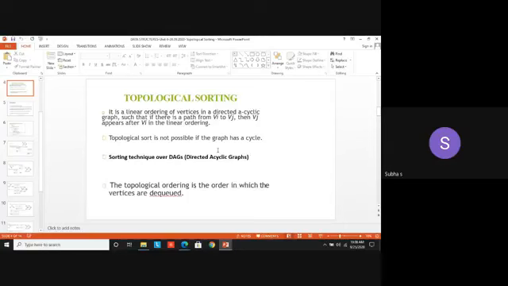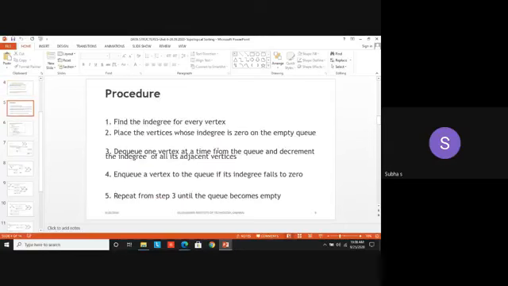So you have to find the in degree for all the vertices, and write all the in degrees of the vertices given in the graph. Some in degrees may be 0 initially. Some vertices can have in degree 0. You have to enqueue those elements into the queue. Then you have to dequeue it and find the adjacent vertices of that particular vertex. Decrement its in degree by 1.